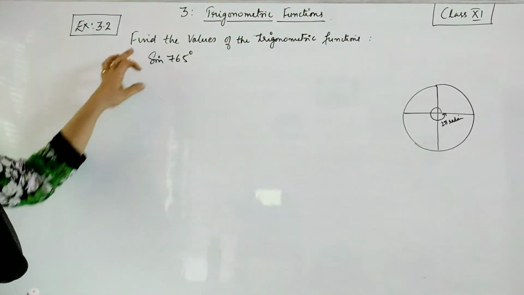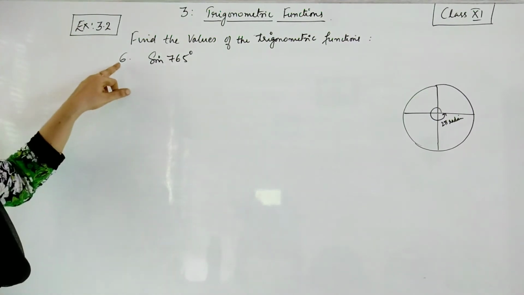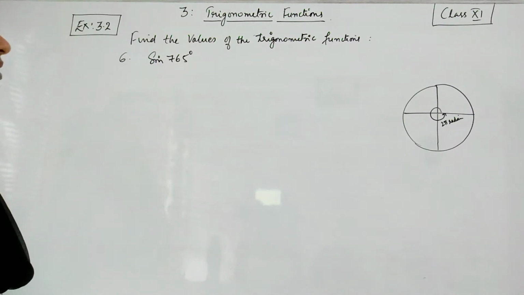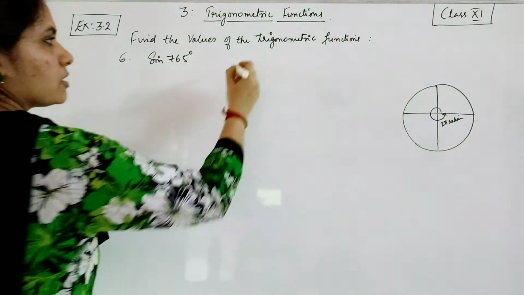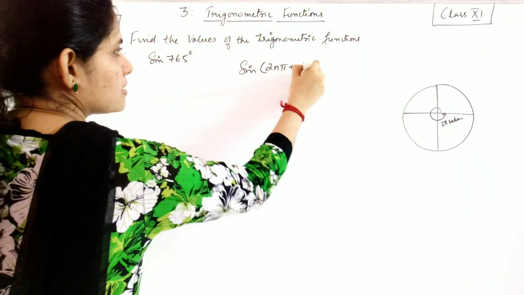Next question is, find the values of the trigonometric functions. First question, that is question number 6, is sine 765 degrees. So in order to solve this type of problem, the main thing we should know is that sine of 2n pi plus x is sine x.